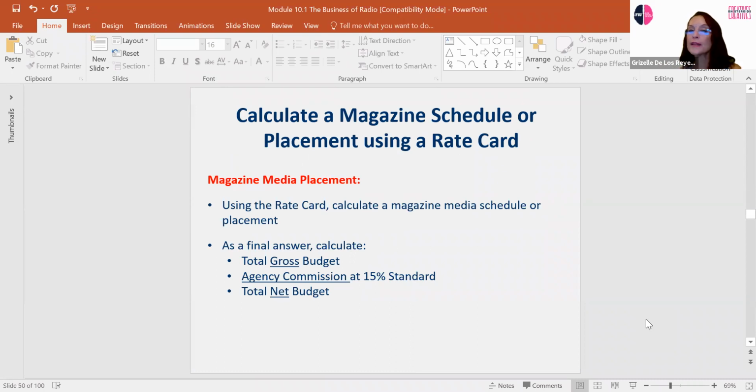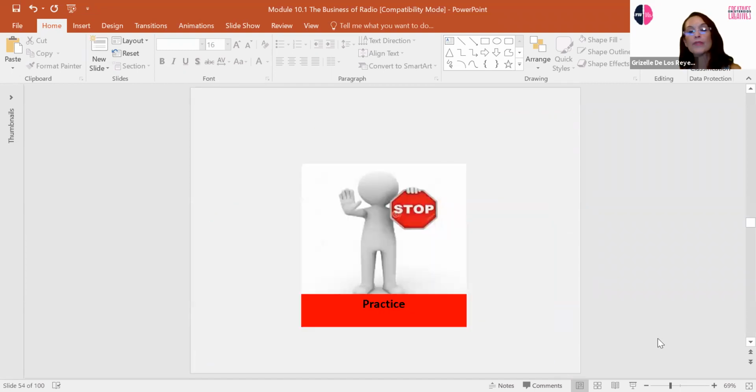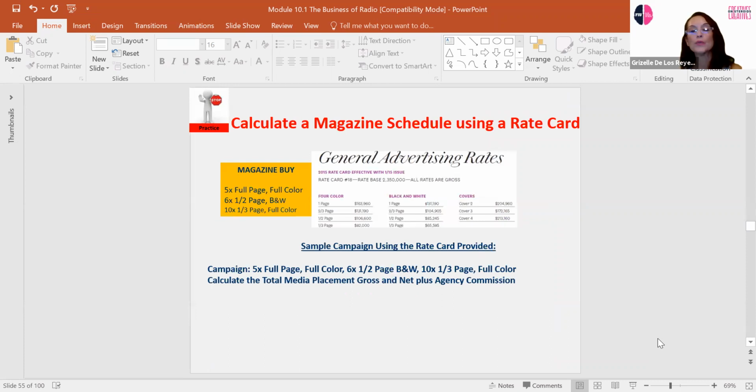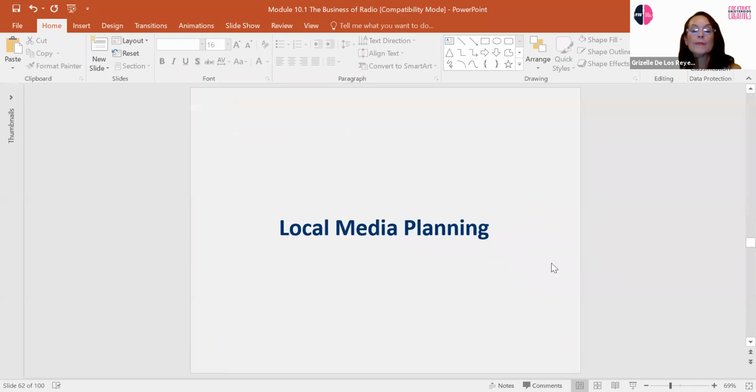And also understand that in magazine, you may get a rate card like you see in the old magazine example. This is the media math for dealing with a magazine schedule if you're using a rate card. Always remember if the rates are gross or net. For example, in this actual rate card, see where it says general advertising rules, the rate card number, and then on the bottom it says the rates are gross. So you have to be very careful if you're dealing with net rates or gross rates. Again, I'm not going to go through all that, and I'm going to cover this very shortly.